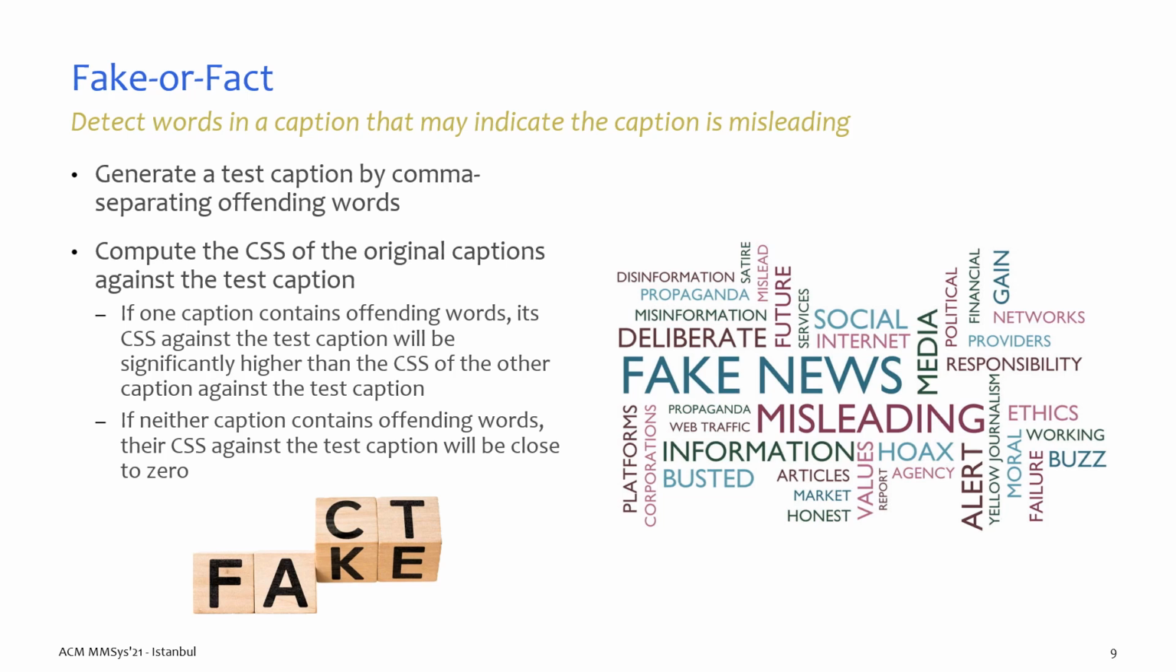For this purpose, we generate a test caption simply by comma separating a list of words that may indicate the caption is out of context. Then each caption is compared against this test caption by taking the cosine similarity among the embedding vectors of the caption and this test caption, which is obtained by the Expert model. If one of the captions indeed contains such words, its similarity score happens to be much higher than the similarity score of the other caption, which doesn't include these words. So in this case, we can predict the caption or the sample as out of context.